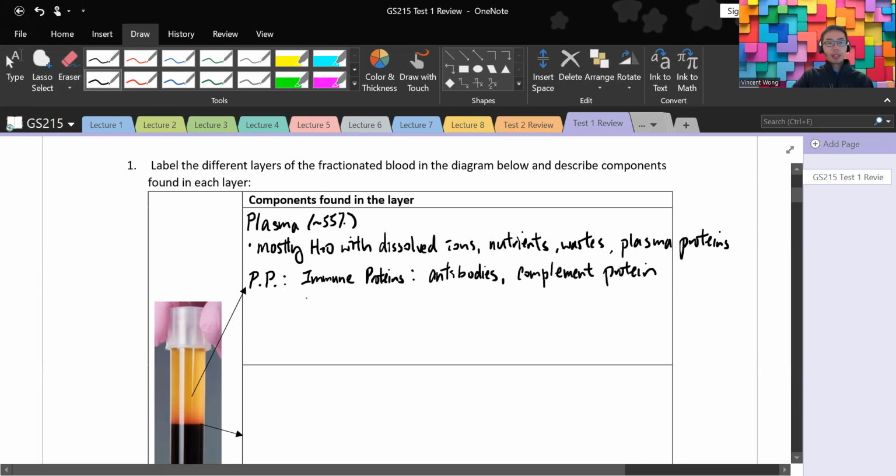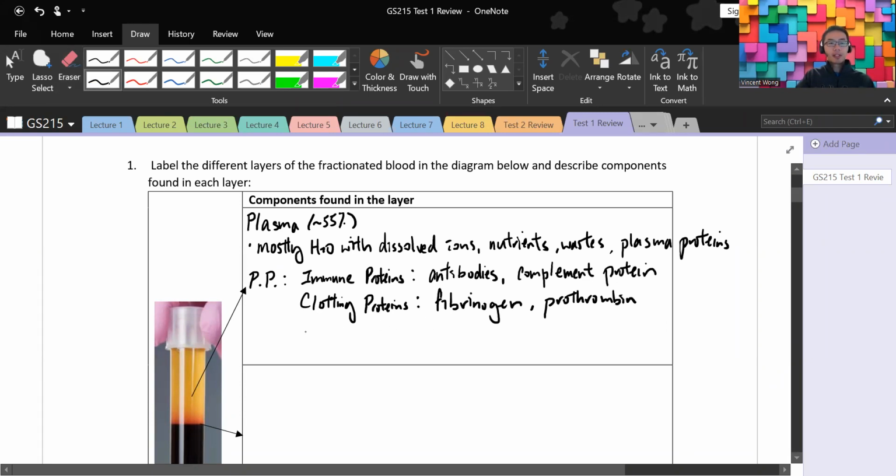There are clotting proteins, proteins that are necessary for stopping a bleeding. And anybody have any examples of that? Fibrinogen. Fibrinogen, that's right. Fibrinogen, which is inactive, right? And then there's another one as well. Yeah, prothrombin. So these are all plasma proteins.